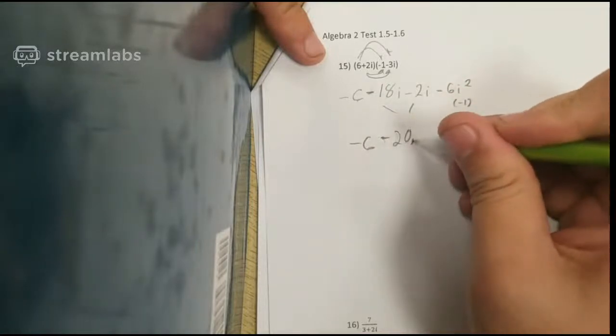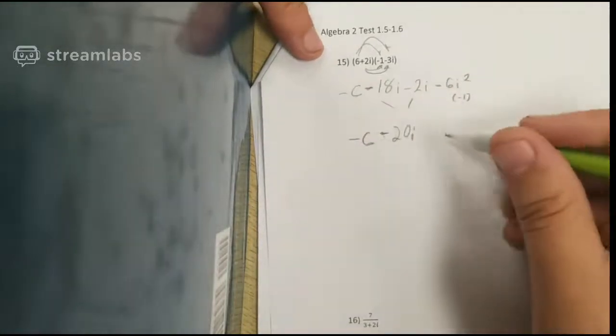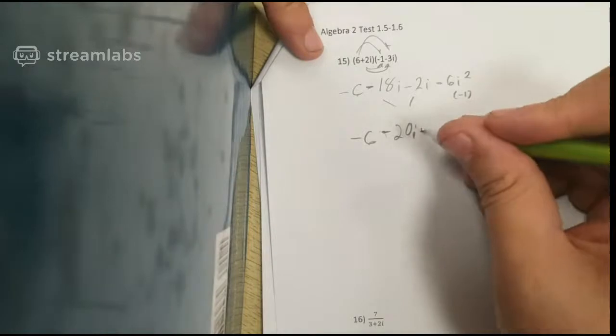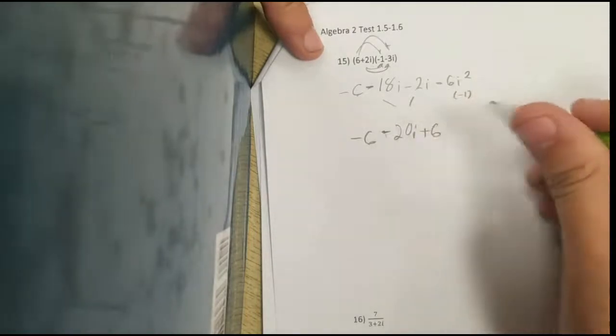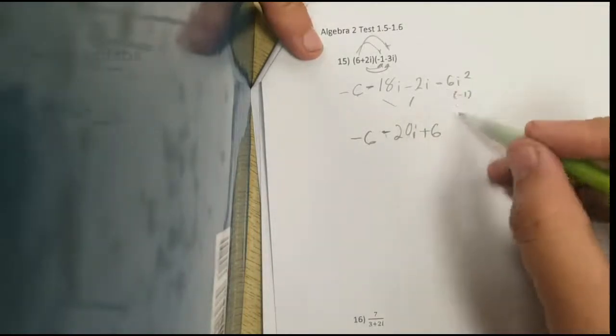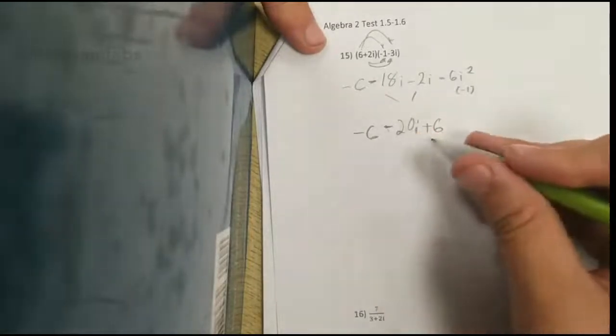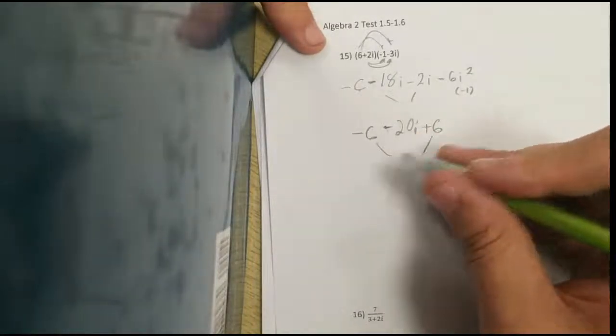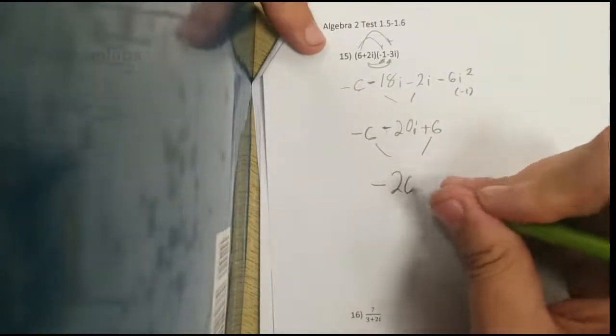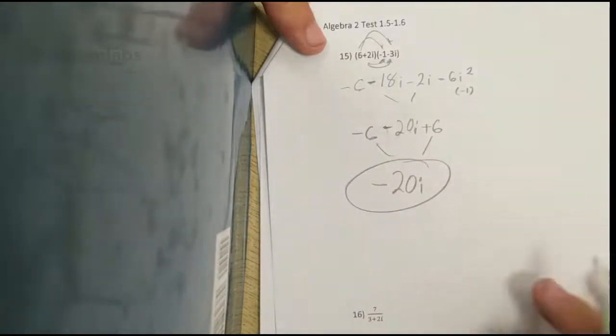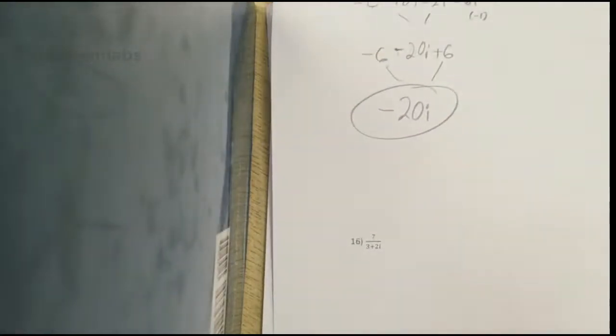I remember that from when I was grading it, so that's the only reason I actually fixed myself. Plus 6, because negative 1 times negative 6 is 6. Negative 6 plus 6, hey, that's 0. So that cancels out completely. Your final answer is negative 20i, which is pretty interesting. A lot of people put 12 or negative 12 or something like that. You have to get rid of the i squared and turn it into a negative.